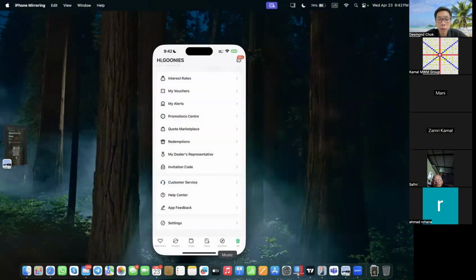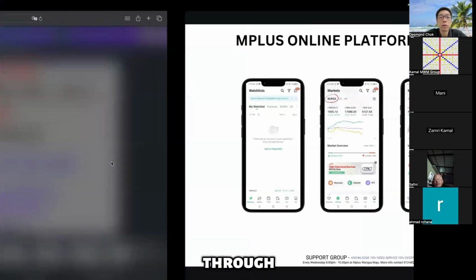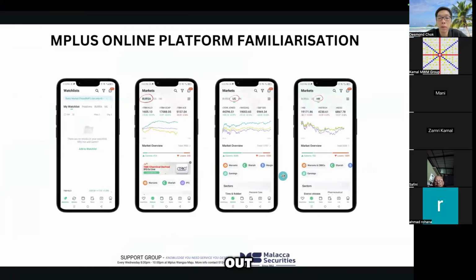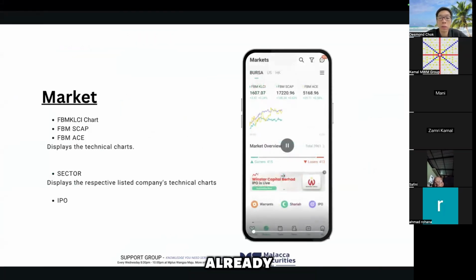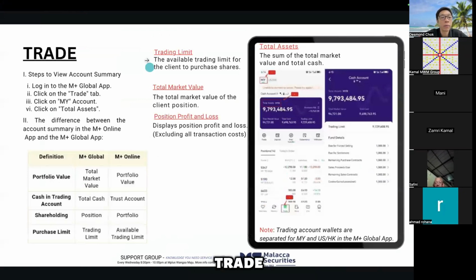Overall, I already covered almost everything. Let me go through the next slide and see if I missed anything. So market, that's how I already explained. This one is trade, so log in to how to trade. My account total asset, I already mentioned just now. I explained that part to you.